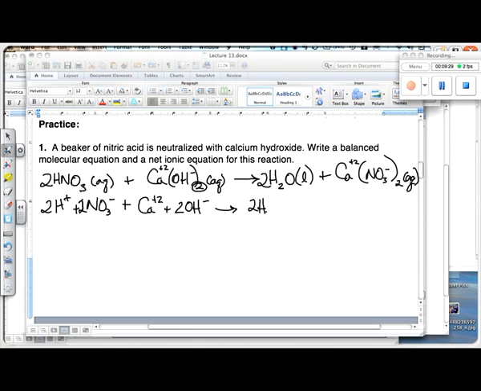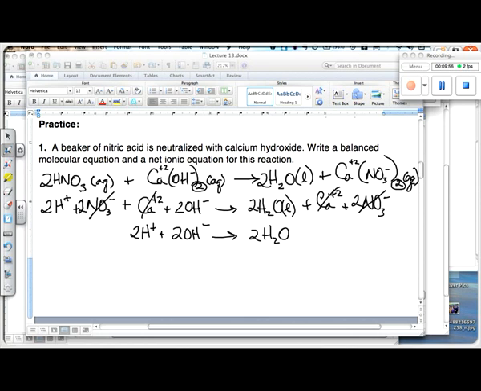Don't do anything to the water. It's molecular. Plus the calcium, and the 2 comes in front, 2 nitrates. All right? Spectators, nitrate, and calcium. So you end up with 2H plus 2OH minus, gives you 2 waters, and if you take that to its simplest form, we end up with that net ionic equation that most acid-base neutralizations provide.